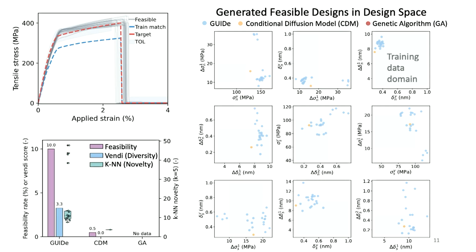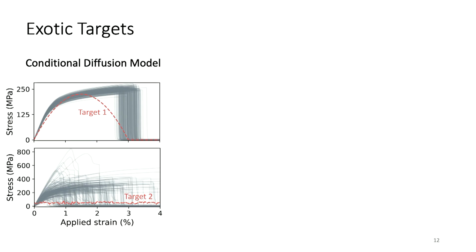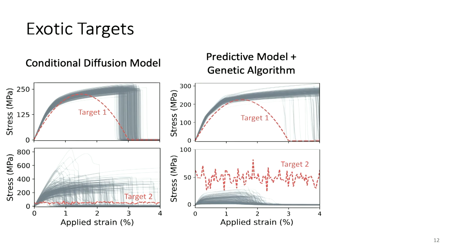We also compare the feasibility, diversity, and novelty of those solutions. For those of you who are interested, feel free to look at the paper. But here, I want to come back to the two targets that I mentioned before. Obviously, the conditional diffusion model didn't generate any feasible solution. Neither did the genetic algorithm-based optimization method.